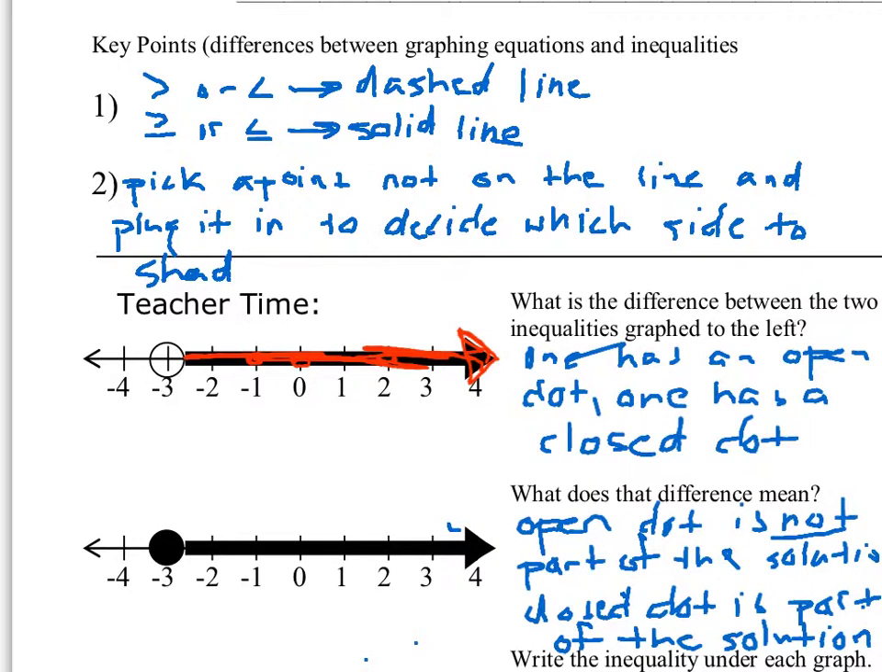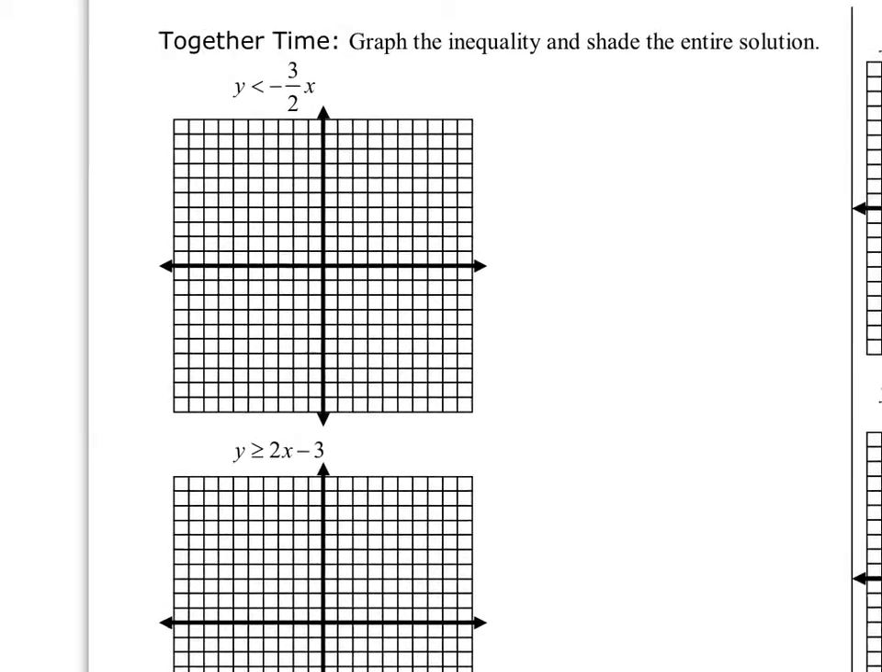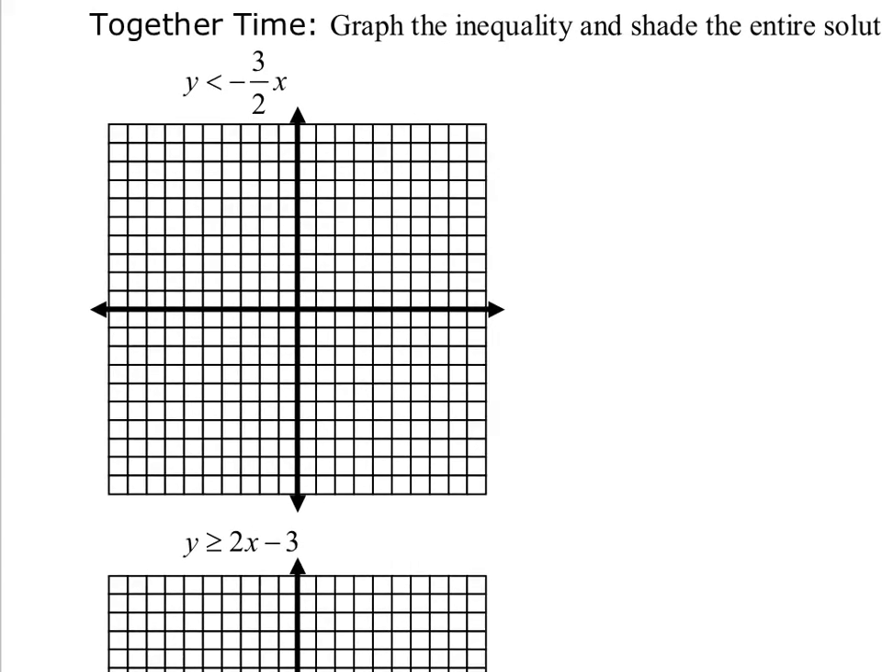Pick a point not on the line and plug it in to decide which side to shade. That's it. Those are really our 2 key points. You can keep those in your head as long as you have this understanding about what's part of the solution and what's not part of the solution, you'll have walked away with everything that you need to know today. Now, let's do a demonstration of how this works.